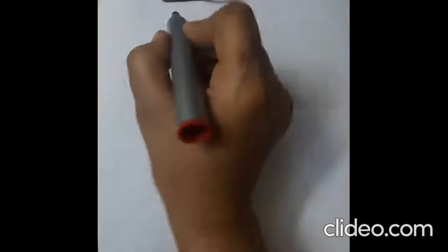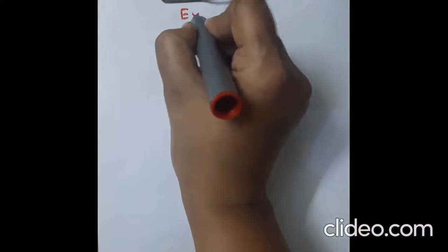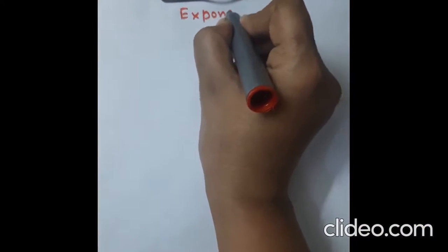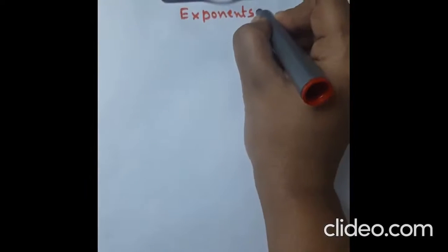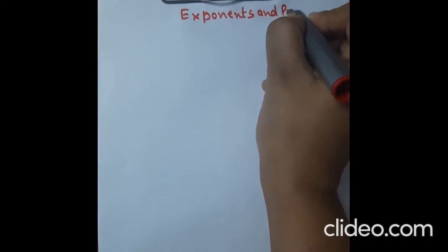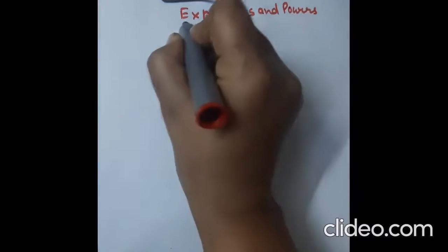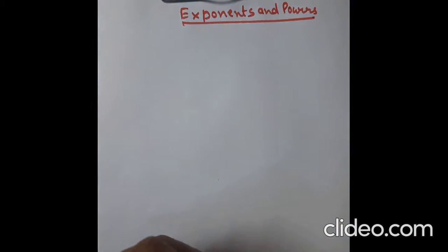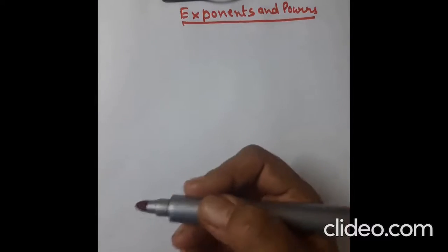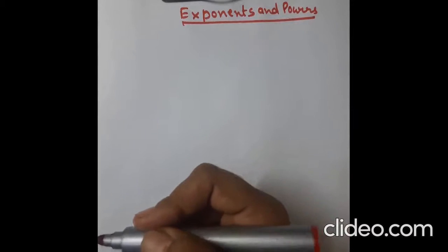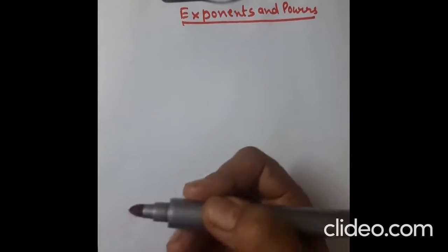Today's topic is exponents and powers. As we have already studied in class 7, very large numbers are difficult to read, understand and compare. So to make these numbers easy to read, understand and compare, we use exponents.